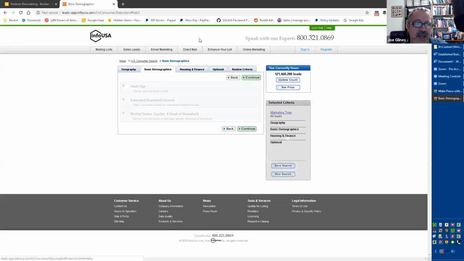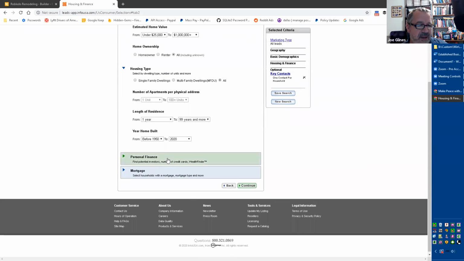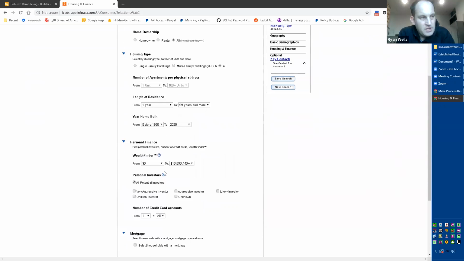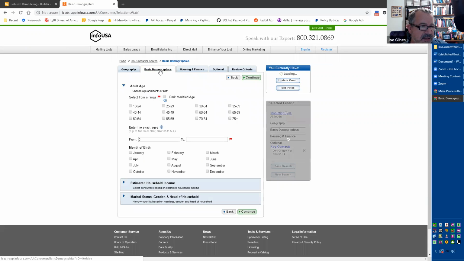House financing. It is crazy the amount of stuff that they have available out there in personal finance, mortgages. The other thing, Joe showing you these, is that, of course, you can combine them. So you can segment by multiple to really start to narrow down your focus. Which actually, Ryan, that's a great point. Let's do an example here.